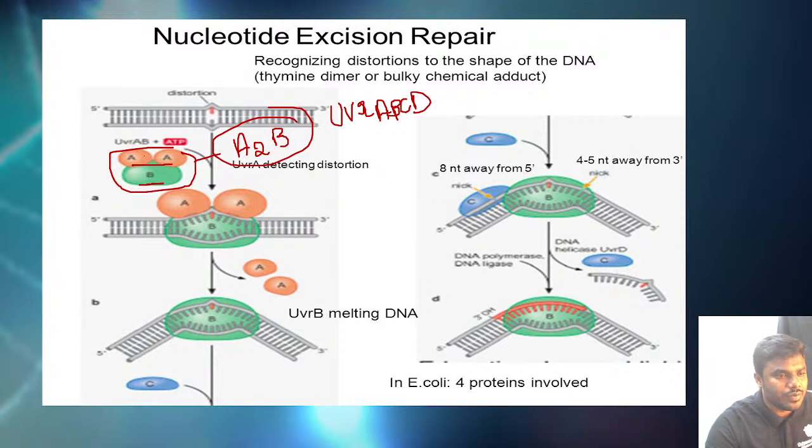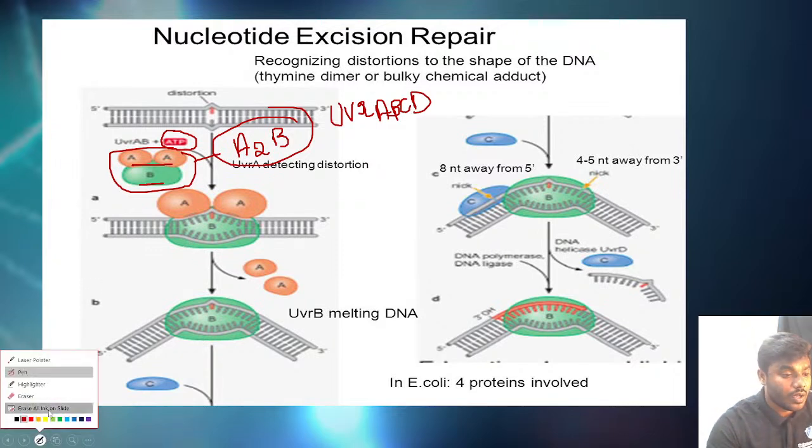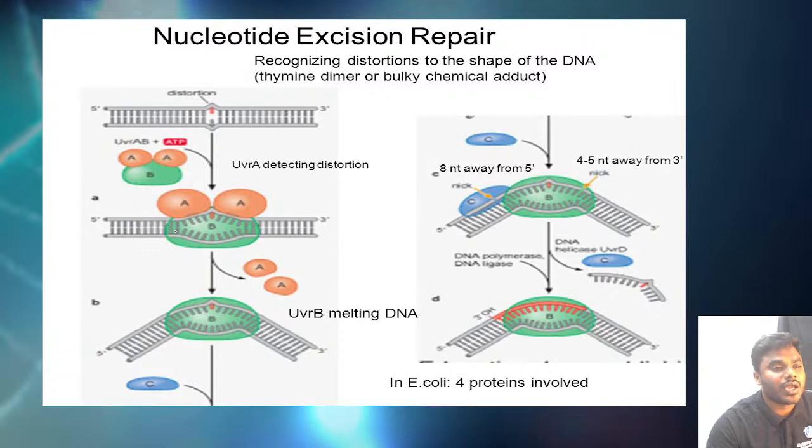And friends, here the important statement I want you people to remember is that if this particular UVRA2B wants to be active, it compulsorily requires the presence of ATP. So without ATP friends, UVRA2B is not going to scan that particular DNA molecule. Listen to my statements very carefully friends. Now listen, two molecules of UVRA and one molecule of UVRB. It starts scanning the DNA.